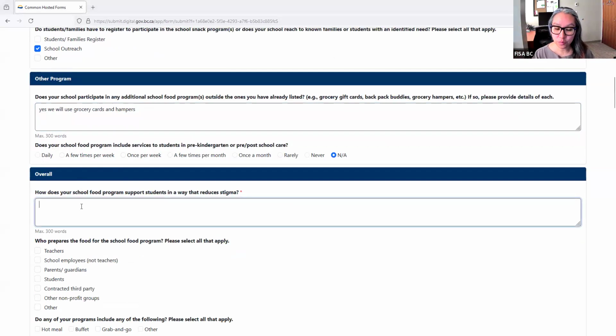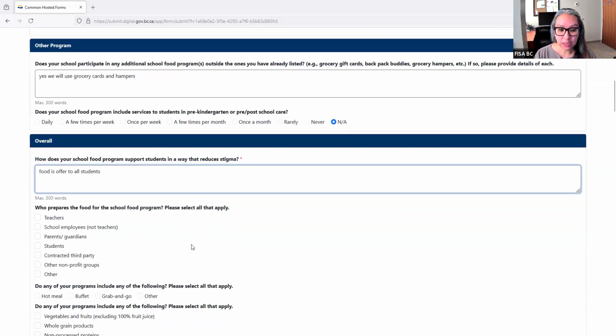How does your school food program support students in a way that reduces stigma? This is also something, guys, where you can copy and paste what you did on your application. You can say, we are a school, and food is offered to all students. Just very simple. You don't need to complicate your life so much about this one. Or you can copy what you just wrote on your application.